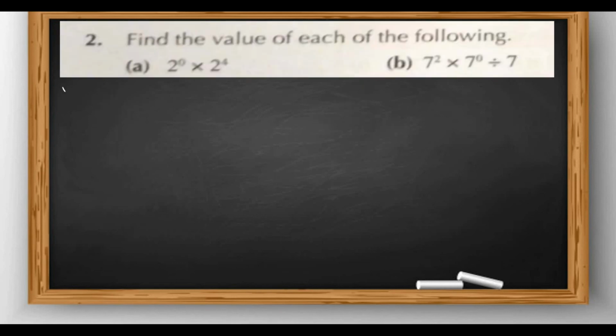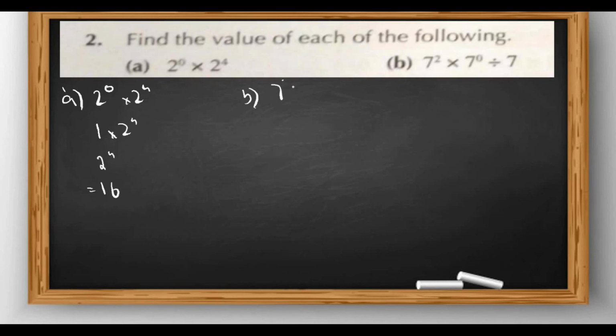Now let's try to solve these questions. Part A is 2 raised to power 0 multiplied by 2 raised to power 4. Any number raised to power 0 is 1, so this becomes 1 multiplied by 2 raised to power 4. So this would remain 2 raised to power 4, and 2 raised to power 4 is 16.